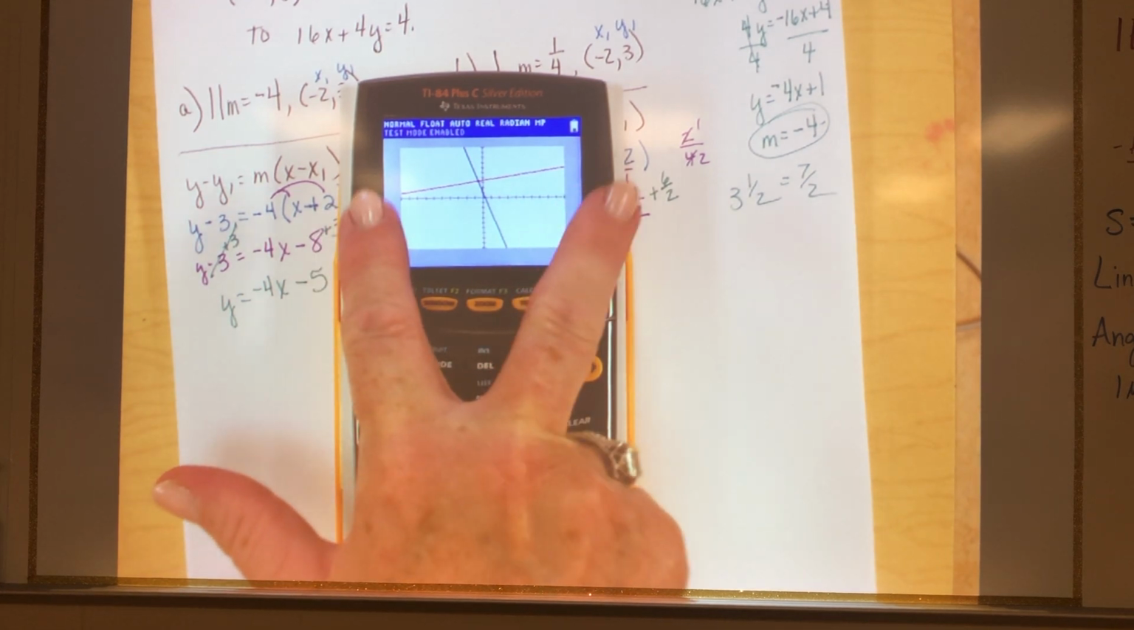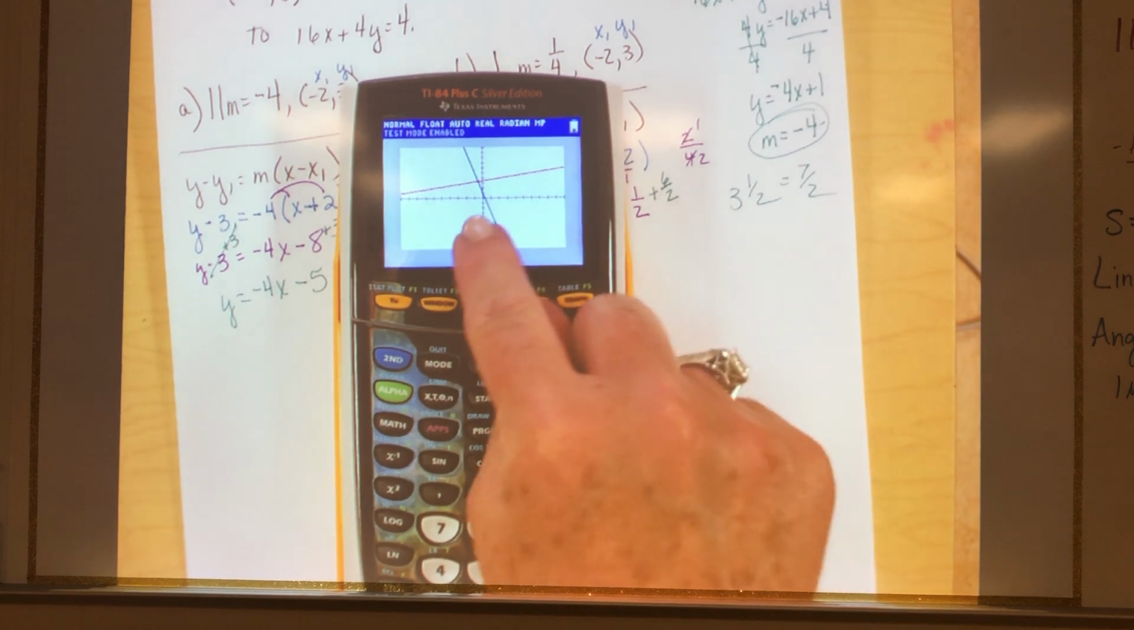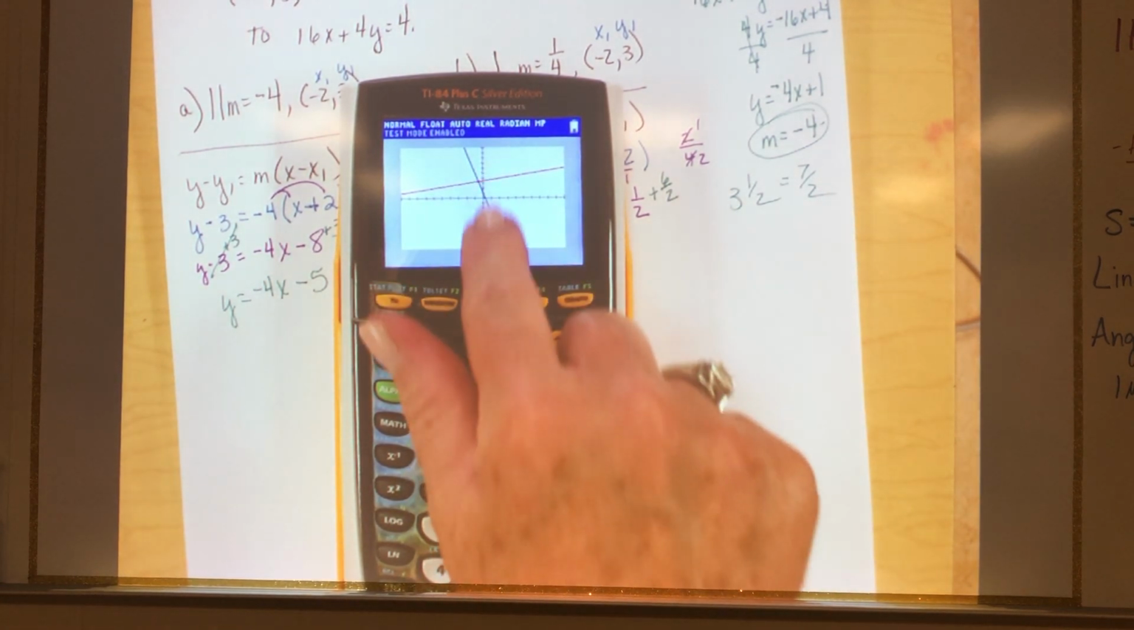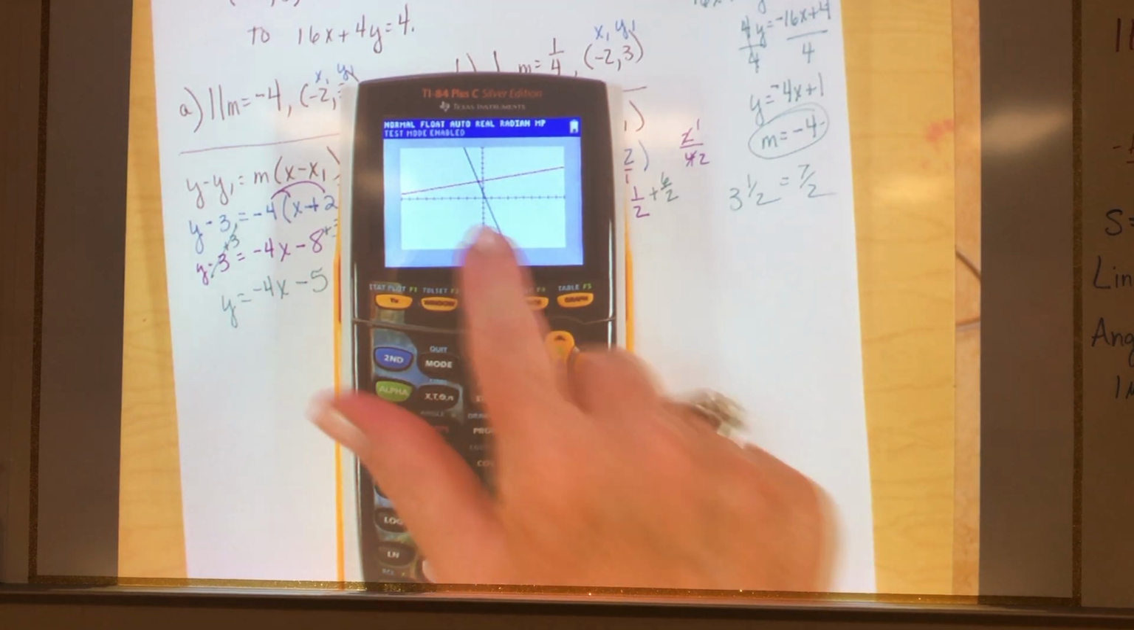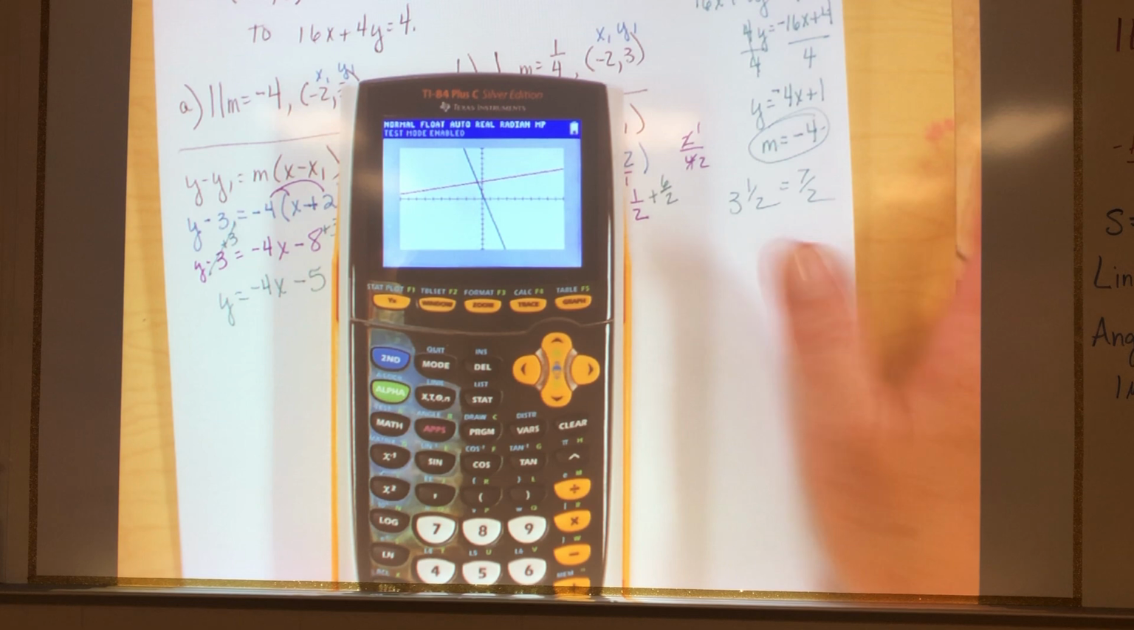Look at the window. Look at the viewing window. See how much wider it is than it is tall? Do you see how far apart these X's are here as opposed to these X's right here? These are a lot farther apart. So I'm going to show you a way to make your calculator show you what it should look like.